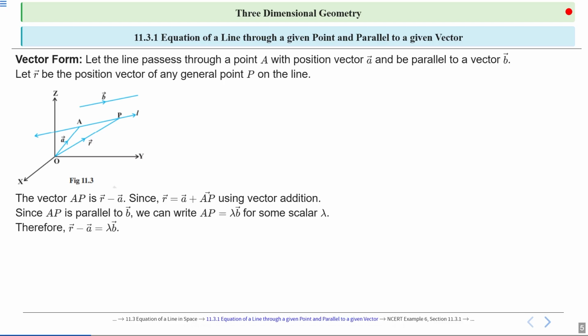Now let's substitute AP vector as lambda times b vector into our earlier equation, and then we get vector r minus vector a equals lambda times vector b. Finally, rearranging the equation gives us the vector equation of the line, that is r vector equals vector a plus lambda times vector b, where lambda is any real number, that is called a scalar.